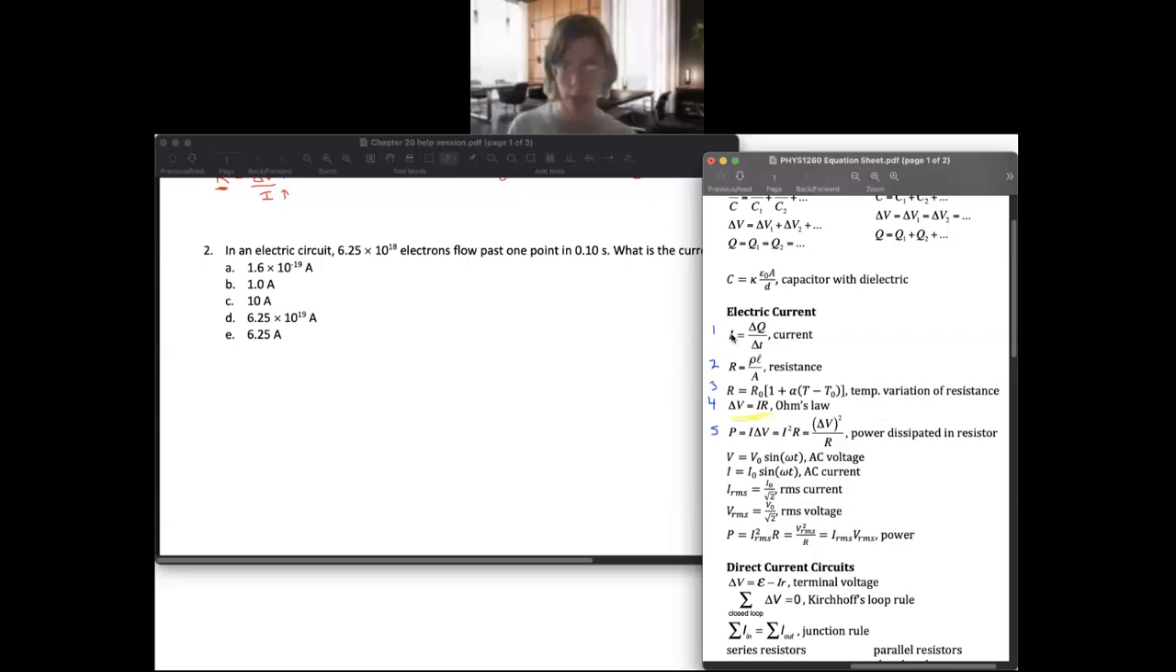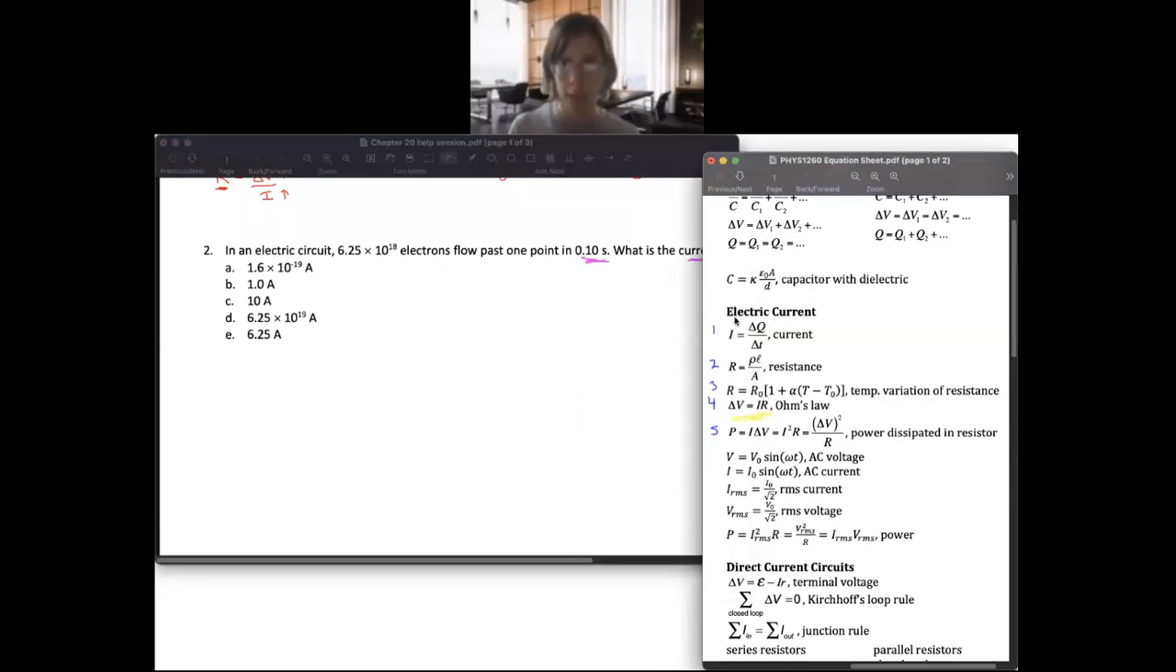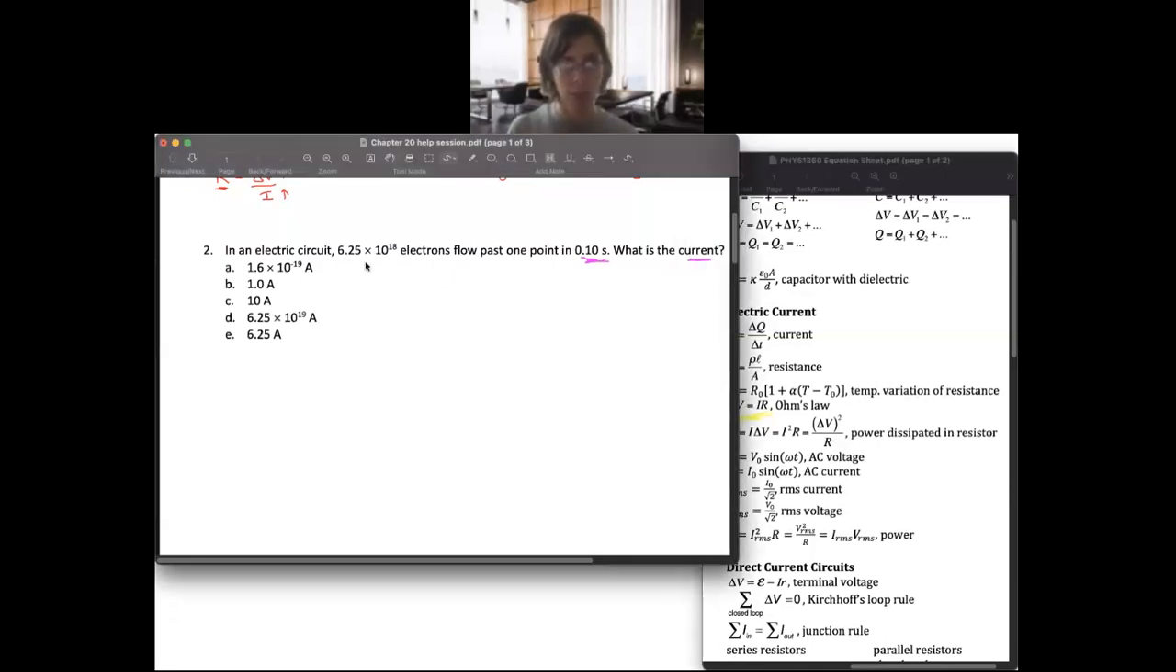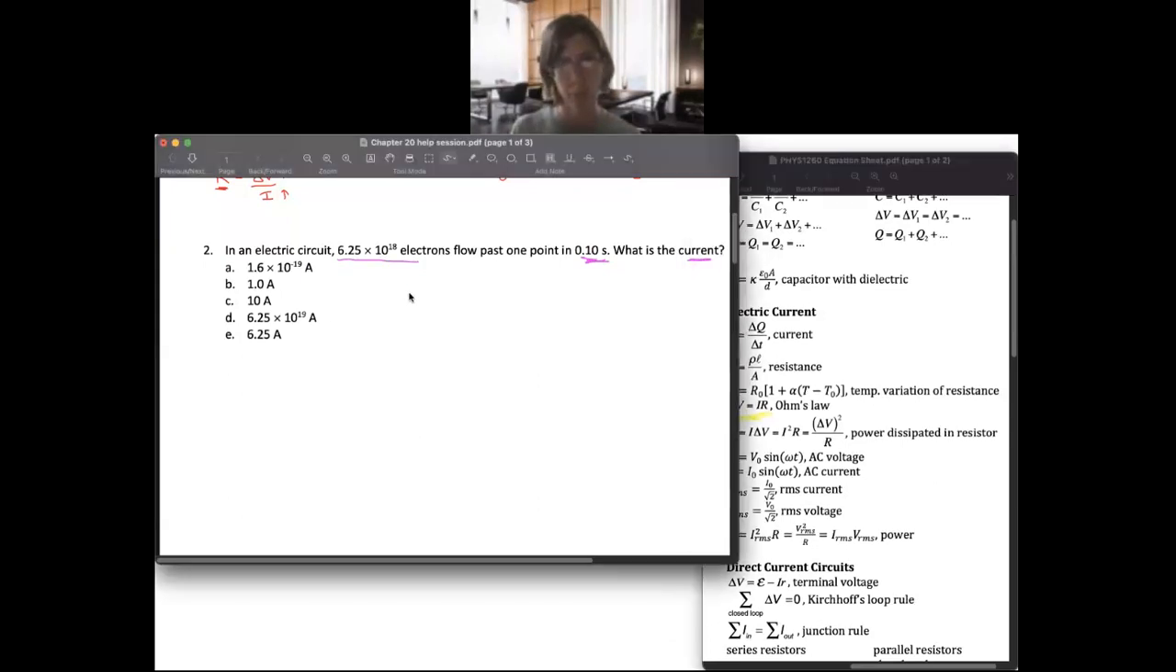Got them numbered right here. We're given the number of electrons. We're given time. We're looking for current. So the first equation says that the current is charge per time. So does that mean that we can just divide this number by 0.1 to get our final answer? Or is there something else that we have to do?